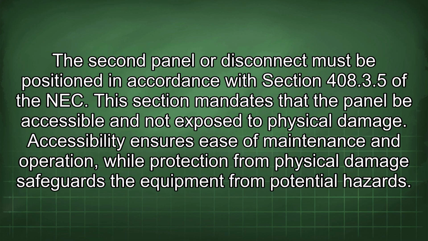Regarding additional considerations, firstly, panel location. The second panel or disconnect must be positioned in accordance with Section 408.35 of the NEC. This section mandates that the panel be accessible and not exposed to physical damage. Accessibility ensures ease of maintenance and operation, while protection from physical damage safeguards the equipment from potential hazards.